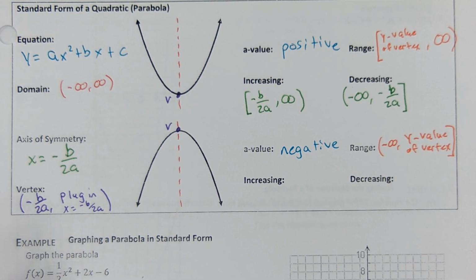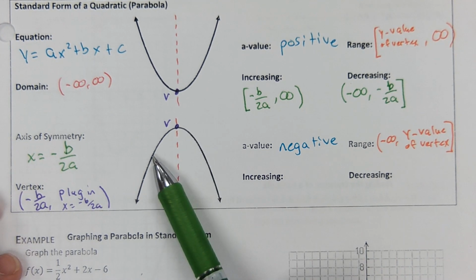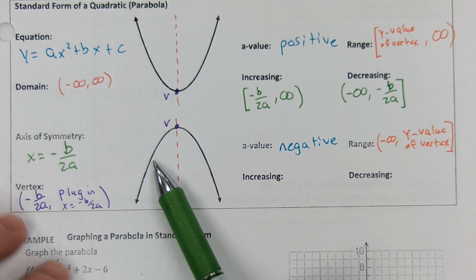The only thing that's different when we come down to these downwards facing parabolas is that my increasing and decreasing sides have switched places. Now the left-hand side is the decreasing side.